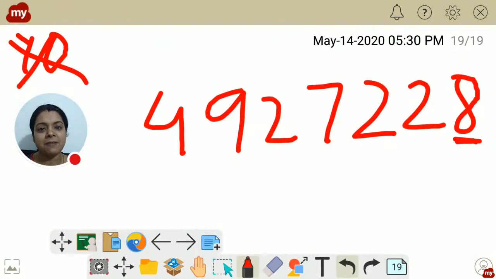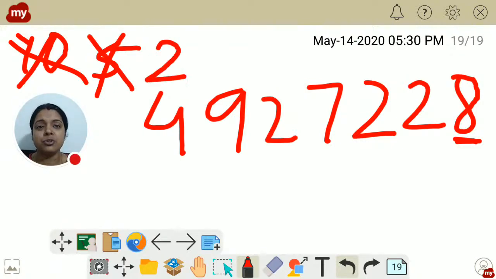Now we'll check 5. 5 talks about the ending digit, which should be 0 or 5, but it is 8. So it is not divisible by 5. Let's take number 2. 2 talks about even numbers. Even number means the ending is 2, 4, 6, 8 or 0, and it is ending in 8. So undoubtedly it is an even number, and if it is an even number, it is divisible by 2.